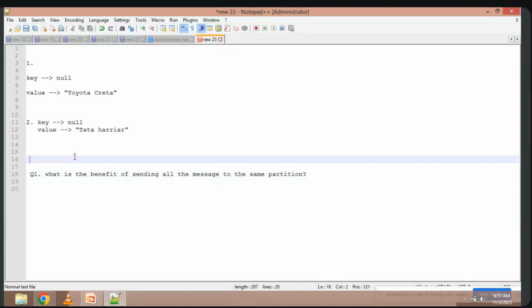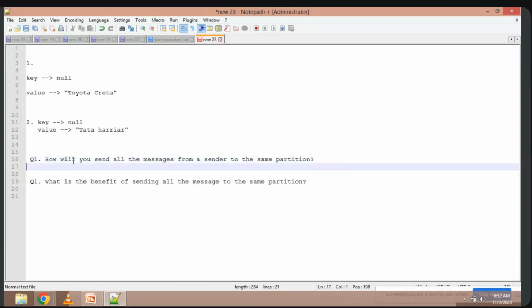First question becomes, how will you send all the messages from a sender to the same partition? So this answer I have given above. Yeah, this one is clear. By setting a key in the message.